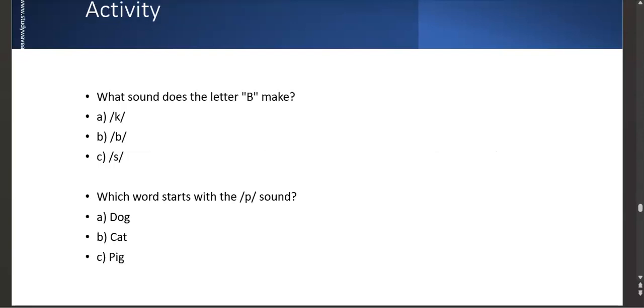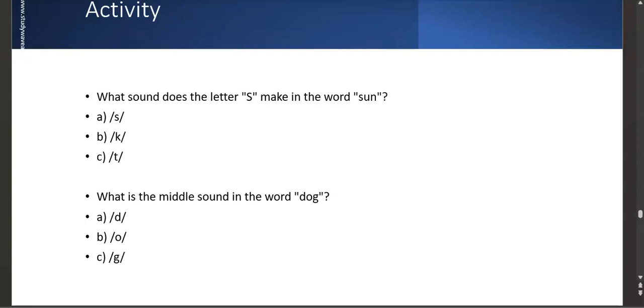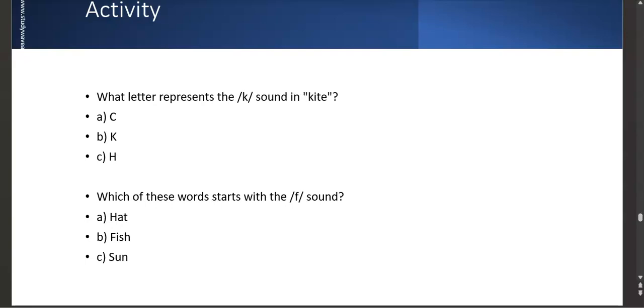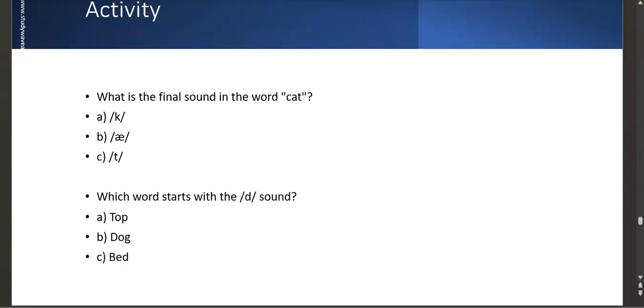So class, I want us to do an activity where I have 10 simple questions for you here. For the first activity, I want you to answer each question. For example, what sound does the letter B make? You look here, where I showed you how to write sounds, and choose the right answer. I will do this one for you. What sound does the letter B make? It makes the sound B. So therefore, B is our answer.